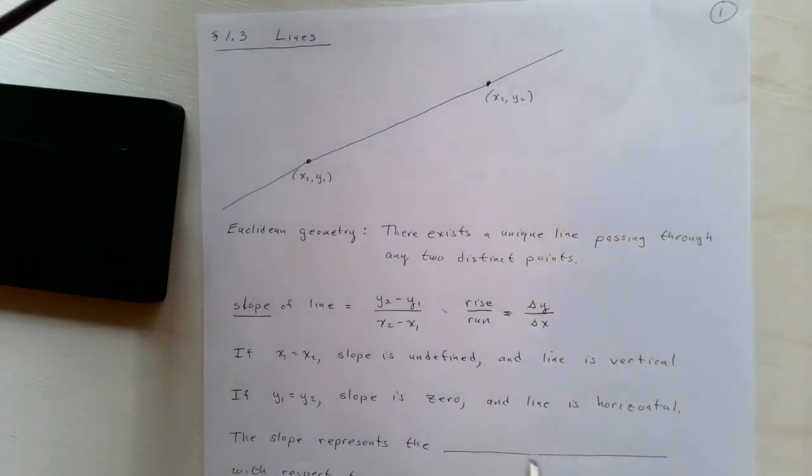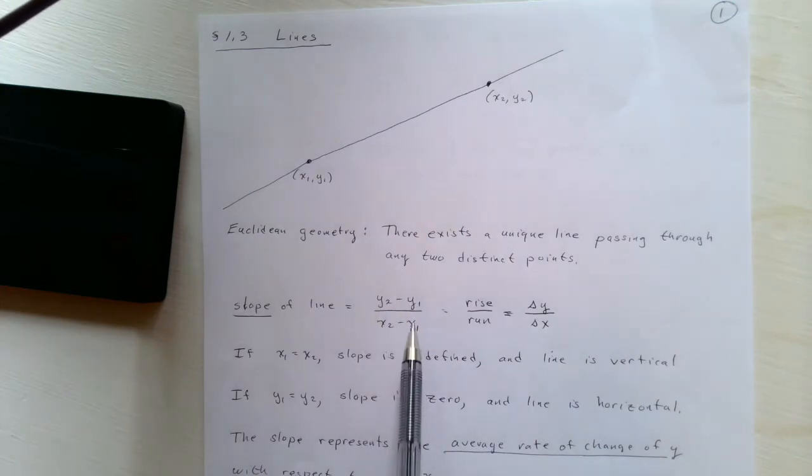The slope represents the average rate of change of y with respect to x. And with lines, this is the only case where, if you take any 2 points on the graph, this quotient is always constant. So that represents the average rate of change of y with respect to x.